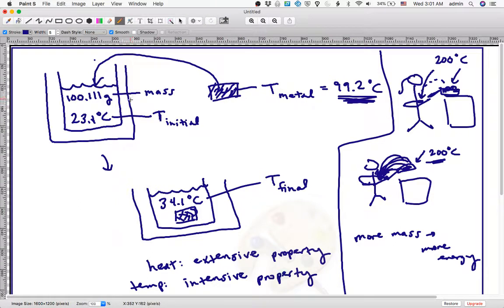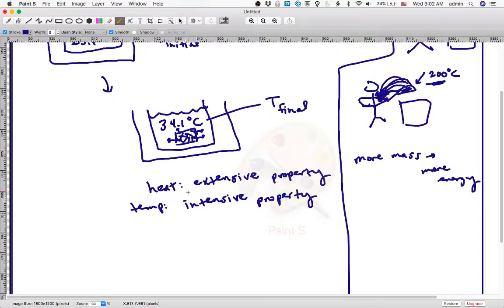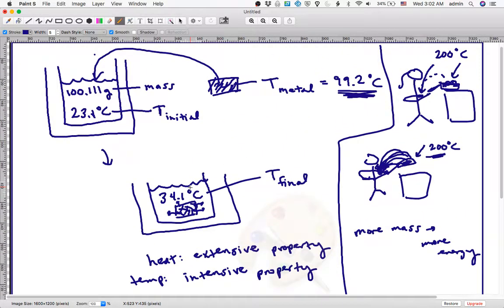We need to know how much heat came out of the water and into the water. I'm sorry, out of the metal and into the water. So when the metal is in here, how much heat went into the water? We know the temperature of the water. We know how much the temperature changed, but that's not the same as heat. Remember, heat and temperature are different in that heat depends on mass, but temperature does not. All right, so anyways, let's now calculate the heat.